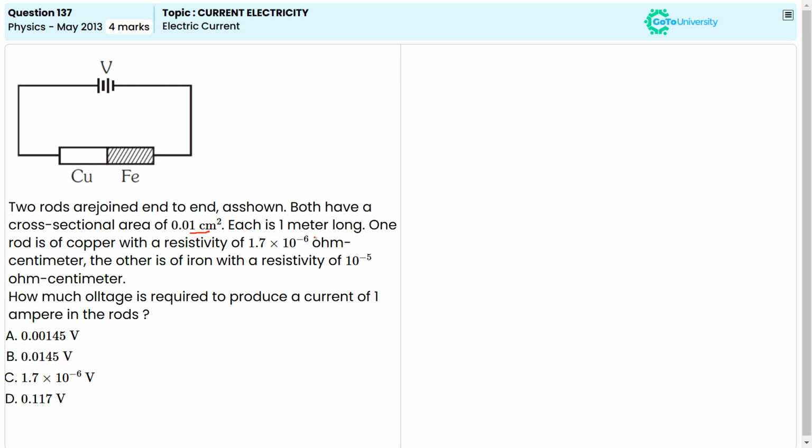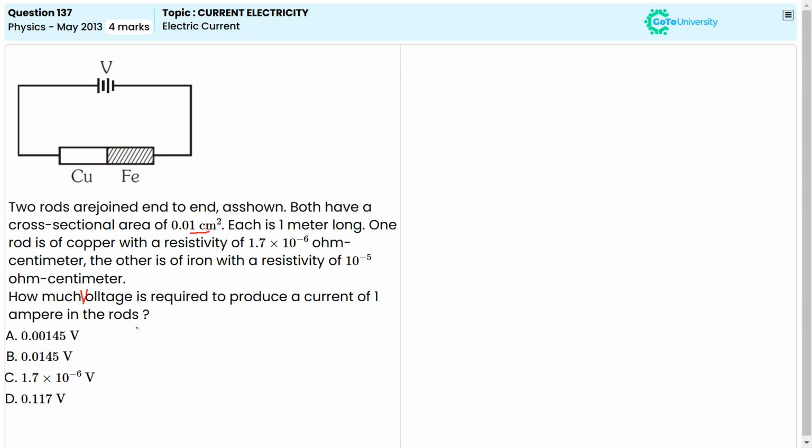One rod is copper with resistivity of 1.7 times 10 to the power of minus 6 ohm centimeter. The other is iron. This is the copper and this is iron. Its resistivity is 10 to the power of minus 5 ohm centimeter. How much voltage V is required to produce a current of 1 ampere in the rods? Okay, options are given here.